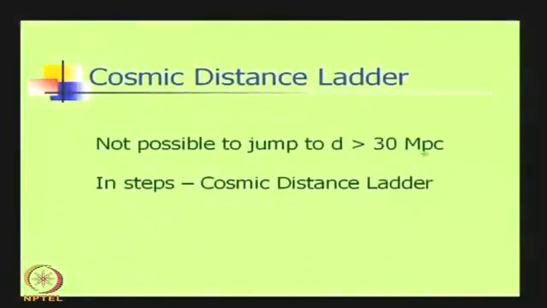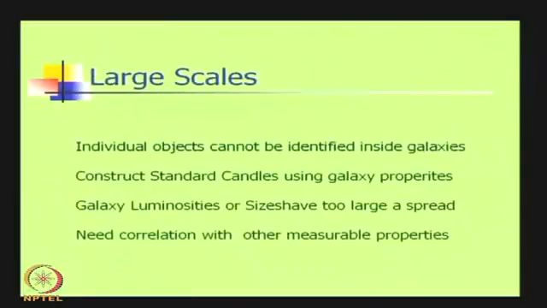Welcome. Let me remind you that we were discussing determination of the Hubble parameter, and for that you need to measure distances and redshifts independently. And for this we use the cosmic ladder, and it is necessary to go beyond 30 megaparsecs. That is the point that we had made in the last lecture. And at these distances it is not possible to look for individual stars in galaxies. Cepheid variables will not work.